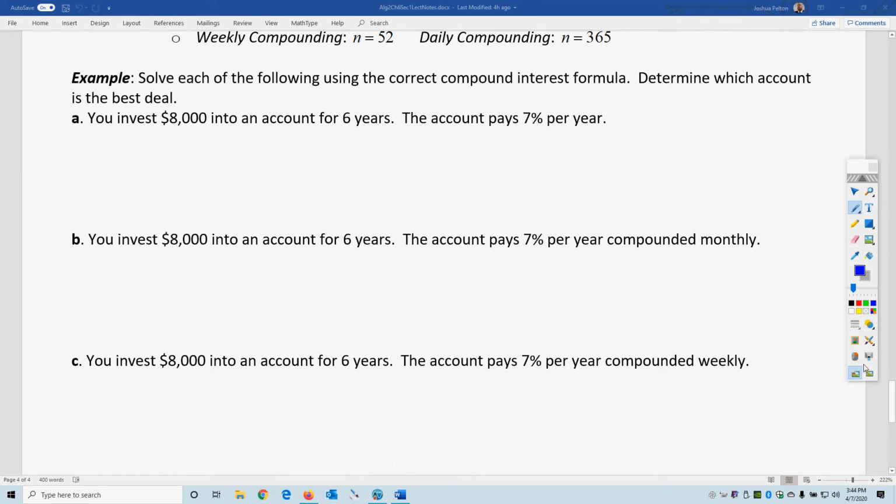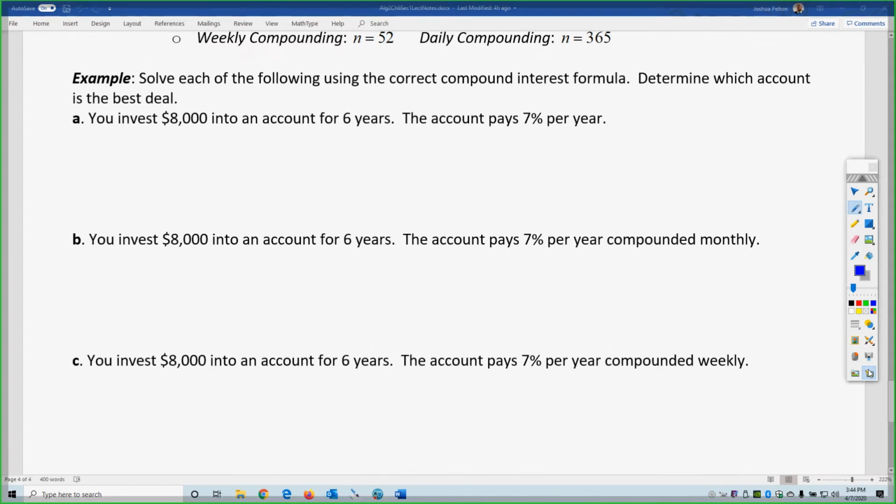Okay, so we'll write all three of these out at once. You invest $8,000 in an account. For all three of these problems, the time is 6 years. They all pay 7%. However, the first one, A, is compounded yearly, B is monthly, and C is weekly.